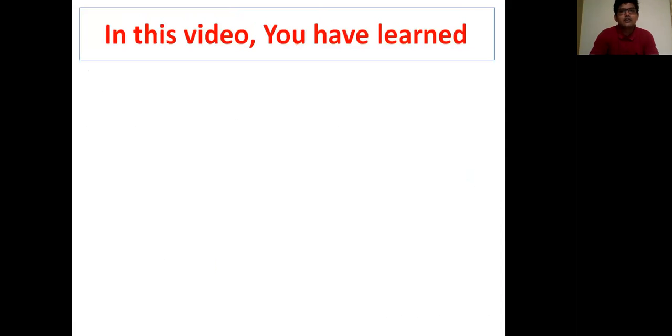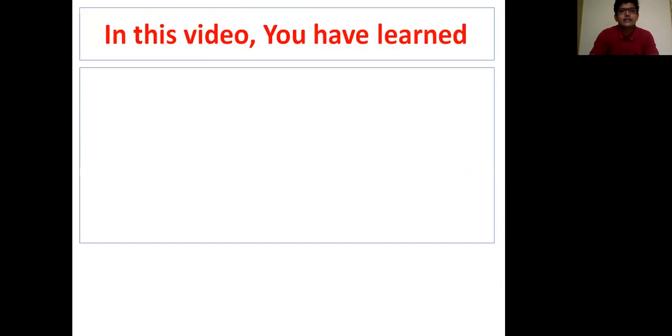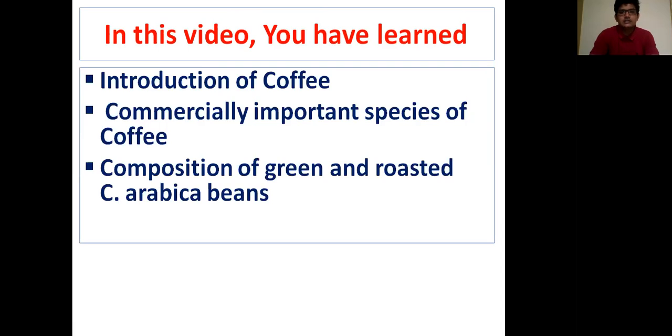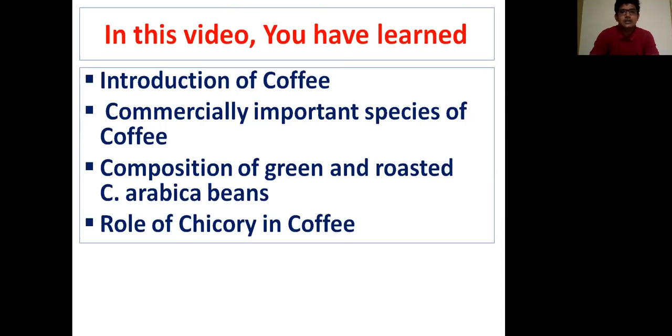So in this video, you have learned about the introduction of coffee, commercially important species of coffee, composition of two forms, green and roasted C. arabica beans, and finally we discussed the role of chicory in coffee.